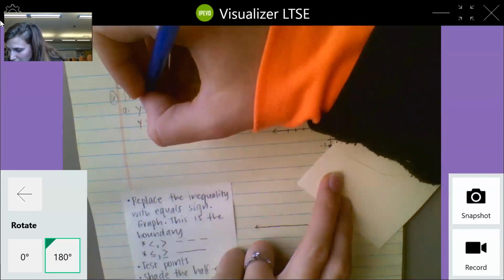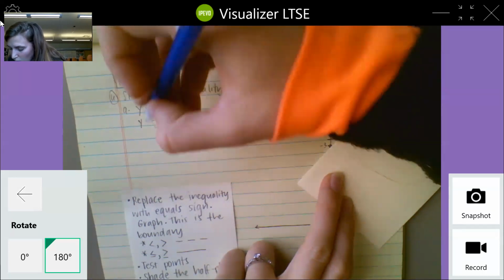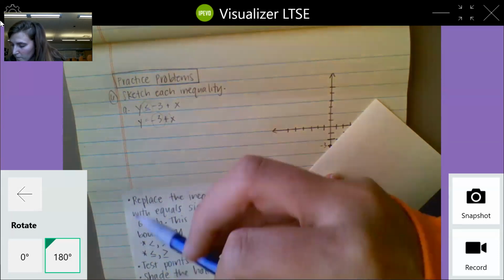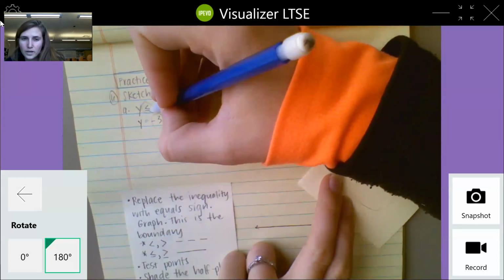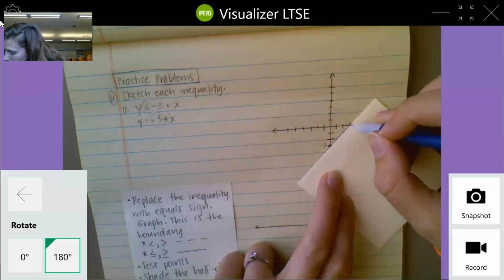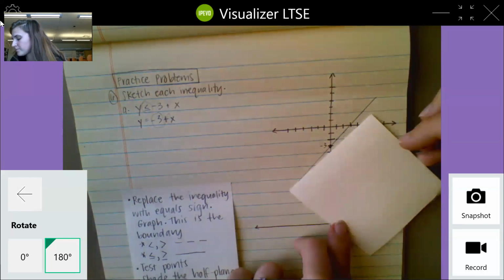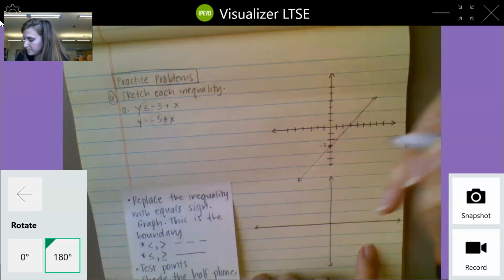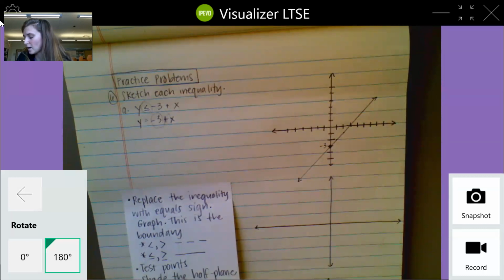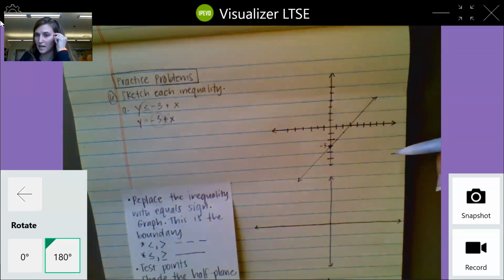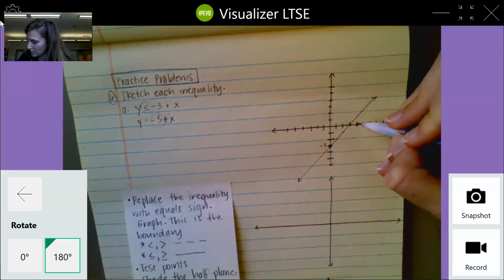I check to see, is my inequality less than or greater than, or less than or equal to, greater than or equal to? It is less than or equal to, therefore I use a solid line. So that will be my boundary. And now I need to test a couple points. I need to test a point on this side of the line and on this side of the line.